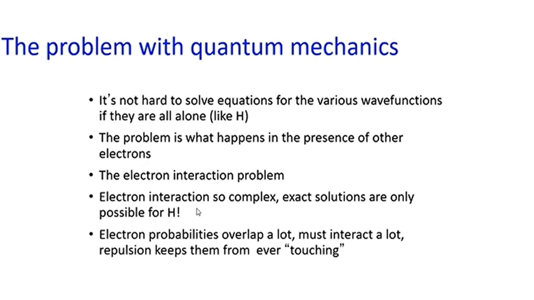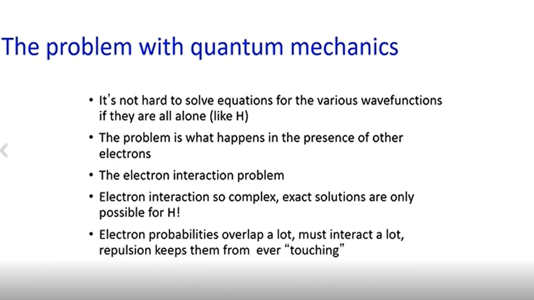Then there is the electron interaction problem, because in an s orbital you have 2 electrons, in p orbitals you have 6 electrons. So how do they interact with each other? Electron interaction is so complex that exact solutions are only possible for hydrogen. But helium has 2 electrons. Then how do these 2 interact? Those are the kinds of issues they had.